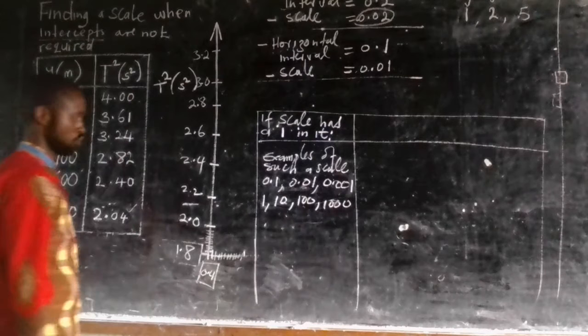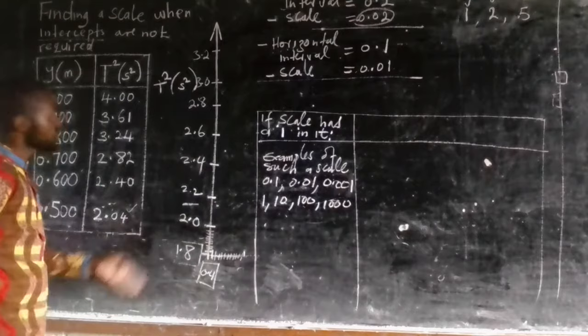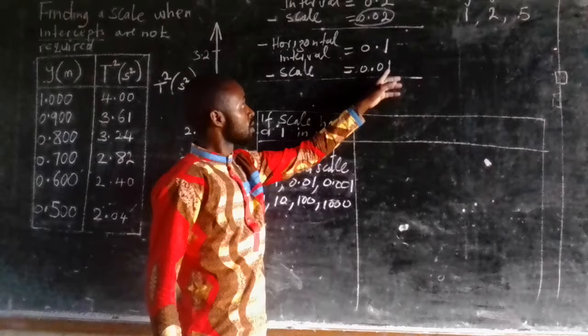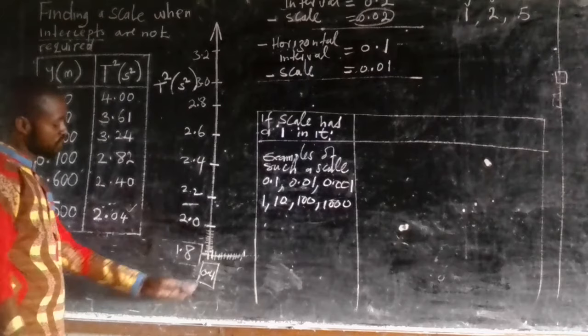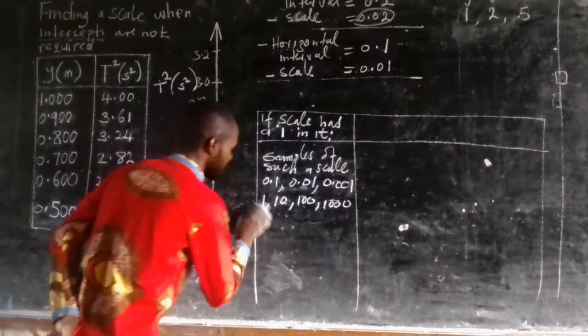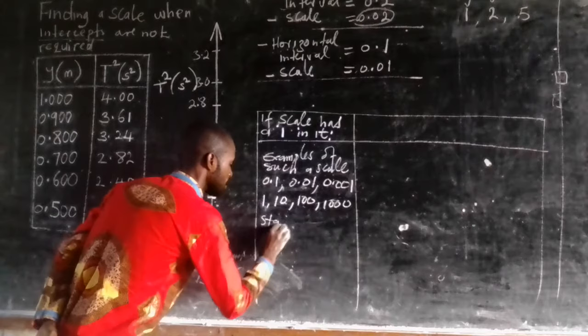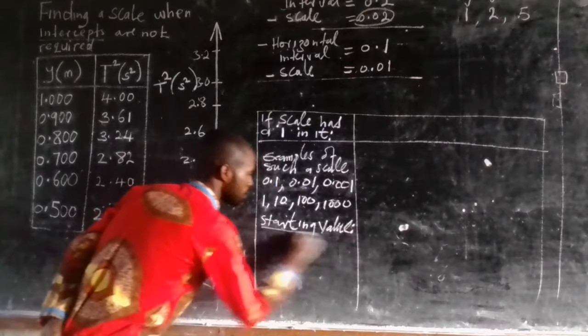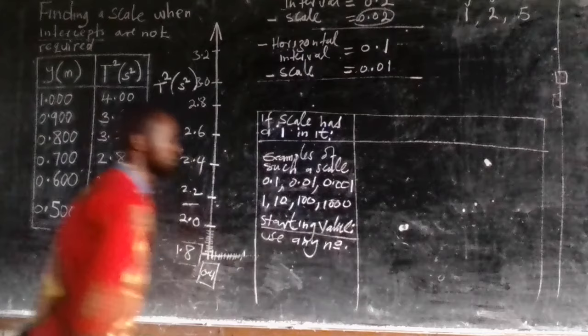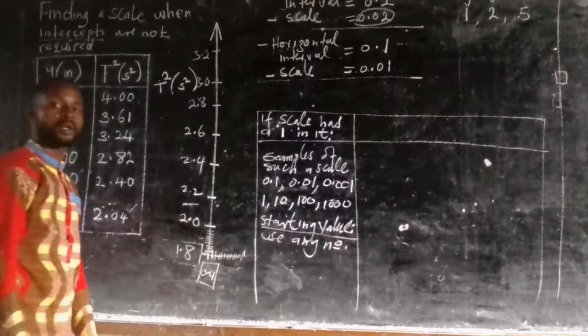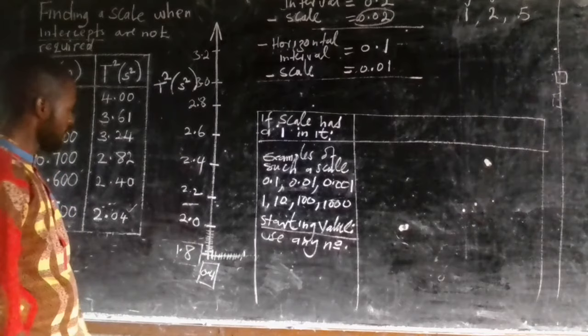Like for this number, we saw that on the horizontal, our scale has a 1 in it. So, what would be my starting value? As long as it has a 1 in it, you choose any number. Starting value: use any number of your choice. It could be an odd number or an even number. Choose any number as long as it is slightly smaller.